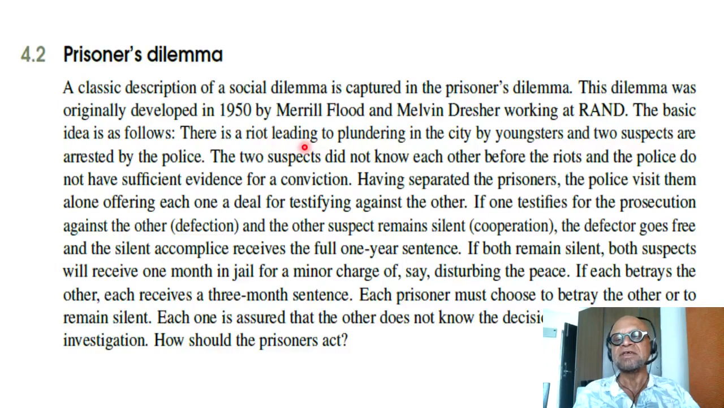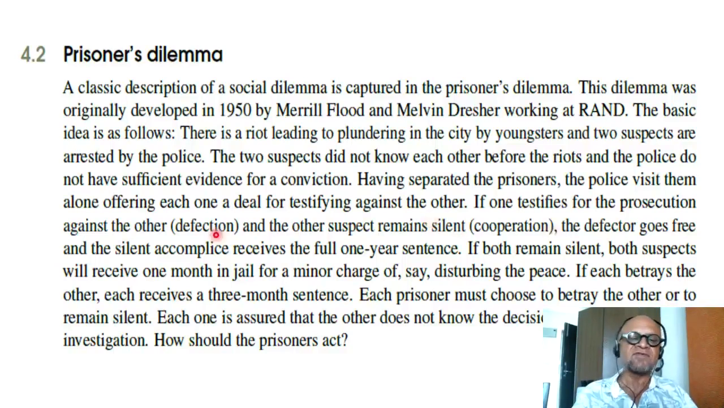There is a riot leading to plundering in the city by youngsters, and two suspects are arrested by the police out of the crowd. The two suspects did not know each other before the riots, and the police do not have sufficient evidence for a conviction. Having separated the prisoners, the police visit them alone, offering each one a deal for testifying against the other. This is a typical approach taken by the police and prosecutors, where they give deals to those who admit to some sort of guilt and provide testimony against the others so that they can catch the bigger fish and let the smaller ones go in most cases.